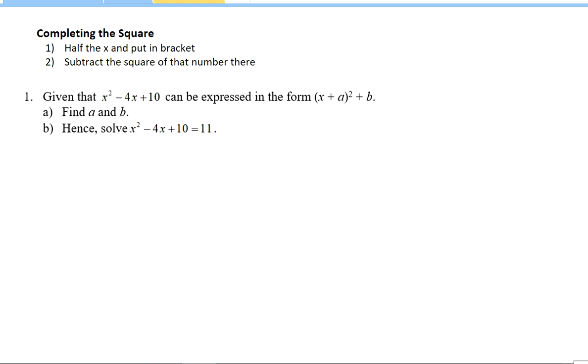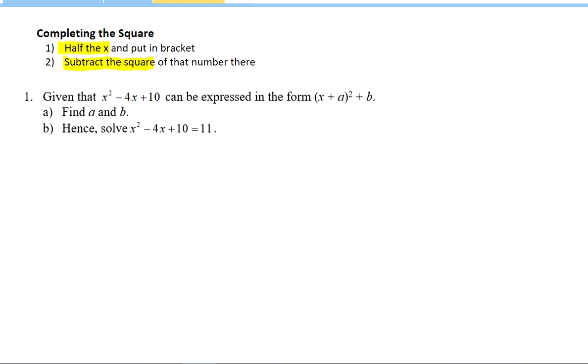There is always one question on completing the square, so you will need to know the key steps in doing so. Remember, in completing the square, you need to halve the x and put that value inside the bracket square. After that, subtract the square of the number that I've just written down. Okay? Now, I'm going to show you how to apply completing the square in two of the following examples given.